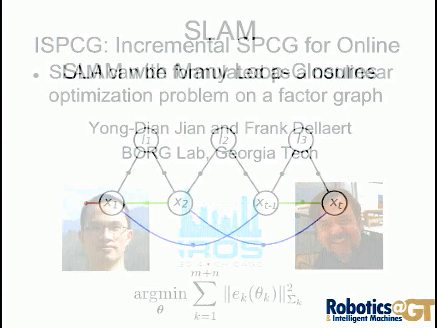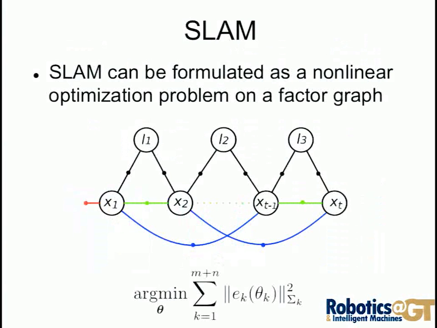You're all familiar with SLAM, simultaneous localization and mapping. In my group and many other groups, we've looked at SLAM as a large optimization problem in a sparse factor graph. You have some variable nodes that are landmarks, and you have some nodes that are the position of the robot, and this is a very large nonlinear least squares problem that you're trying to solve.